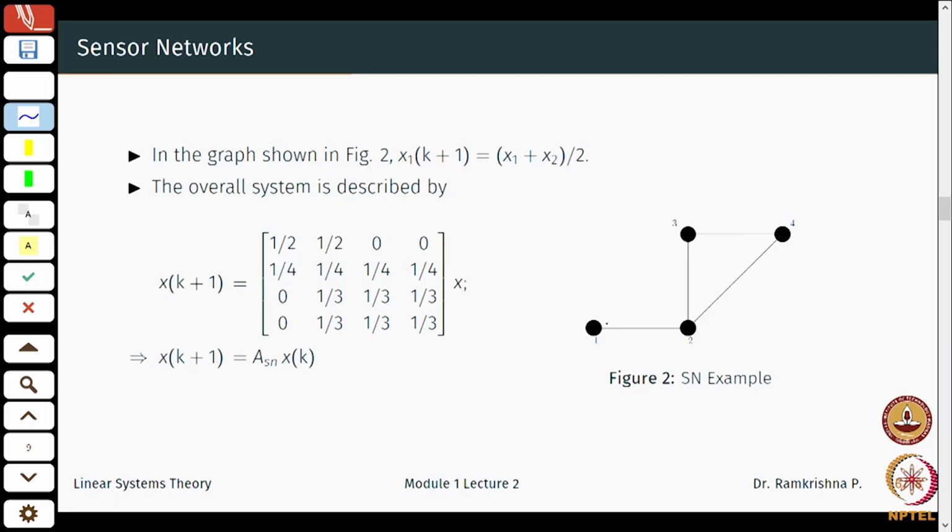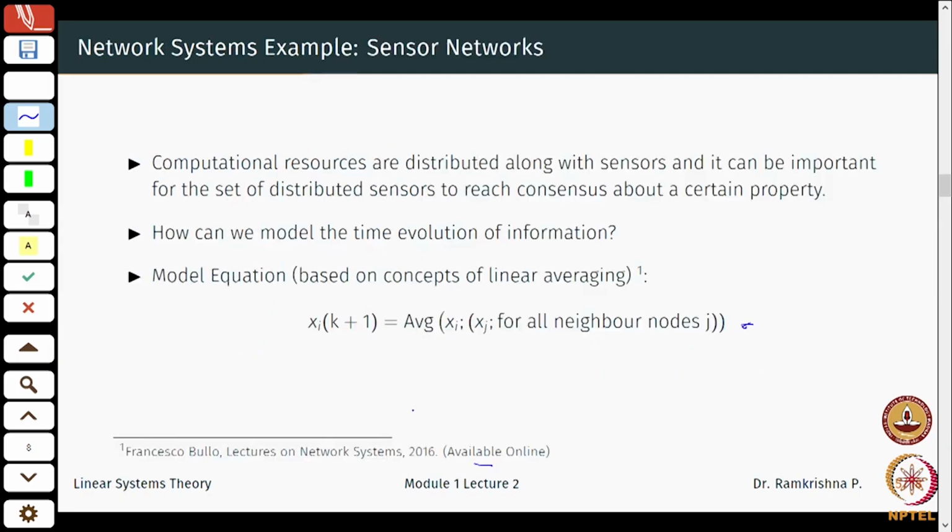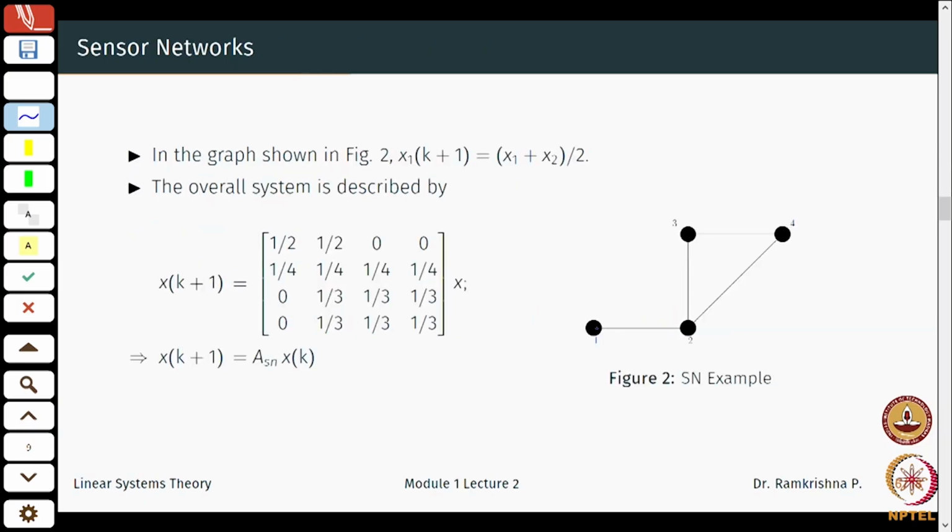Okay, so, if I were to look at the evolution of the measurements here, what does this algorithm mean? It says that xi, which is some state that I am measuring, is the average over xi, which is the individual measurement, and xj for all the neighboring nodes. Okay, let's see what this means in this example. Say take this x1 for example.